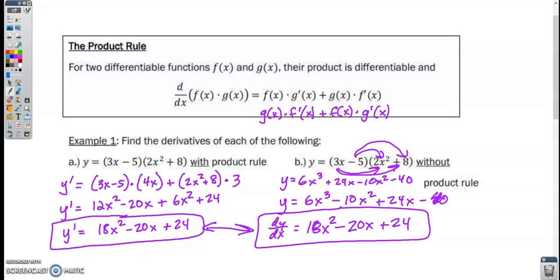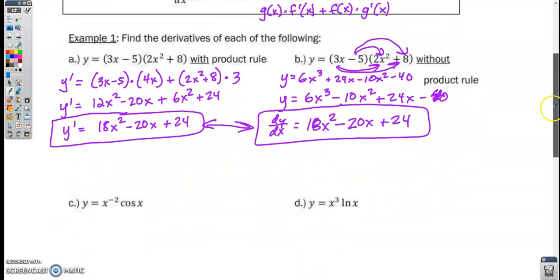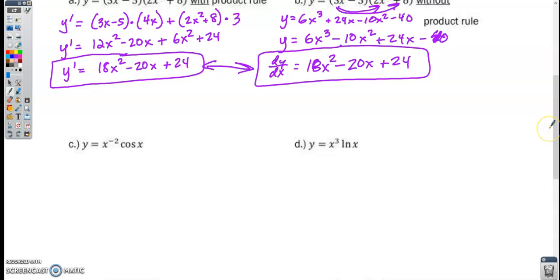All right, I think we're going to try and get through a couple more of these product rule examples before we call it a day on this video. So let's go ahead. In part C, we've got y equals x to the negative second times the cosine of x. So we're going to use the product rule. First function times the derivative of the second plus second function times the derivative of the first.